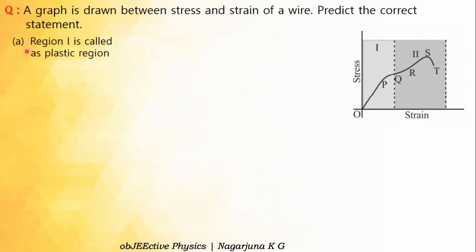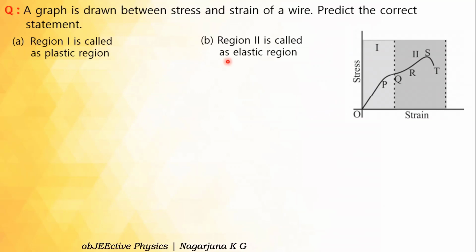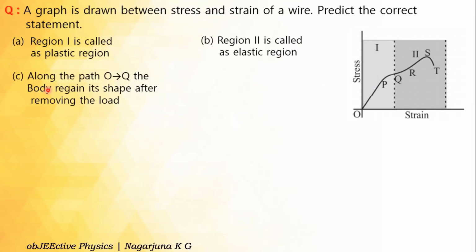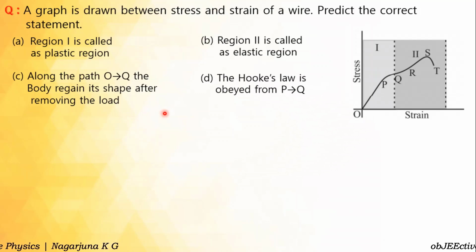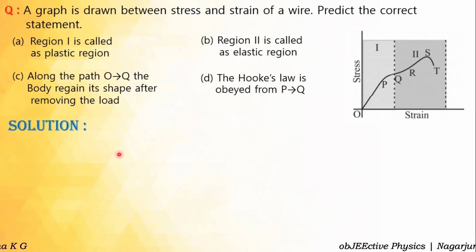Options. Option A. Region 1 is called as plastic region. Option B. Region 2 is called as elastic region. Option C. Along the path O to Q, the body regains its shape after removing the load. Option D. The Hooke's law is obeyed from P to Q. Observe the graph, region 1 and region 2. Next, solution.